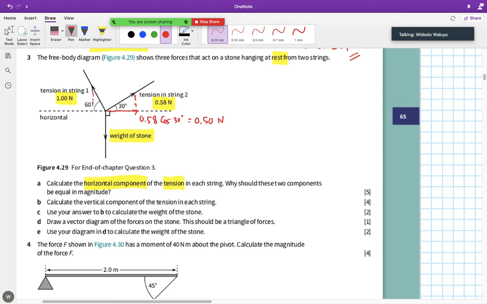Then the tension in string 1 on the horizontal is 1.0 cos 60. Cos 60 is a half, so a half of 1.0 equals 0.50 Newton also. You can see this is 0.50 Newton, and this is also 0.50 Newton. This is in equilibrium. So part A is done. And the question of why the components are equal: because it is at rest, or in equilibrium.